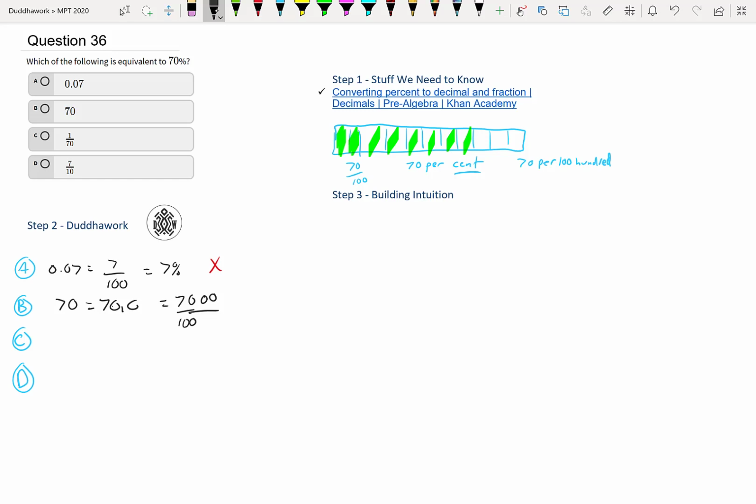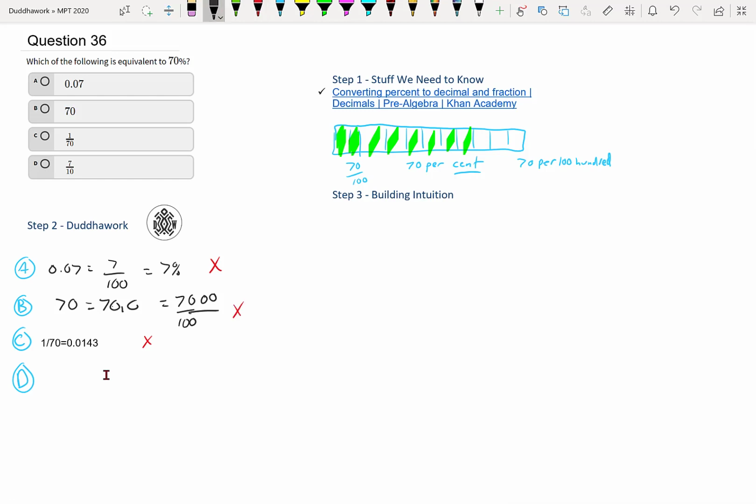And for C, you have 1 over 70. Well, that's really close to 0. So just intuitively, you know it's not that, right? But if you do the math and you do 1 divided by 70, you get 0.0143, and that's way too close to 0. So, and I'll just finish B.